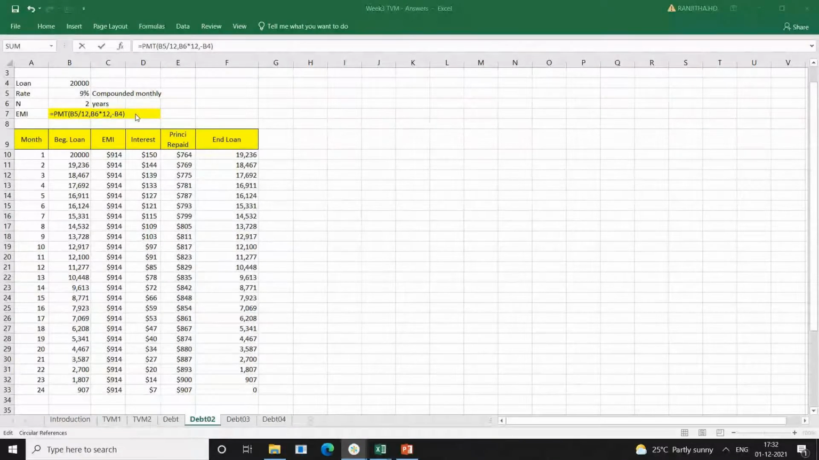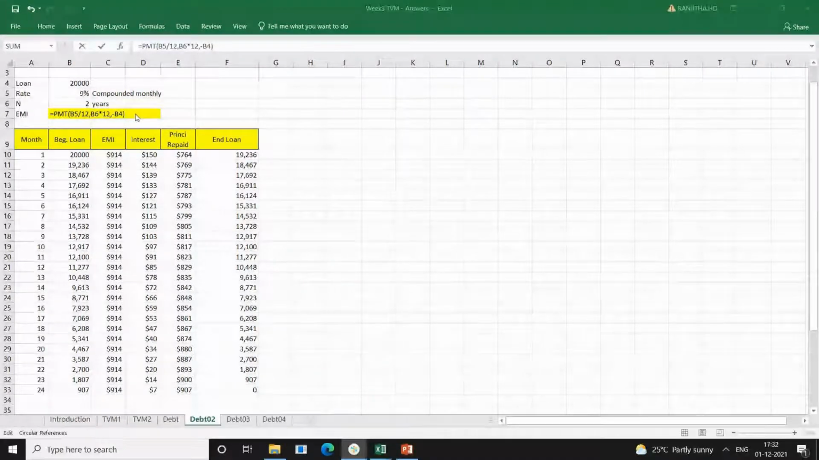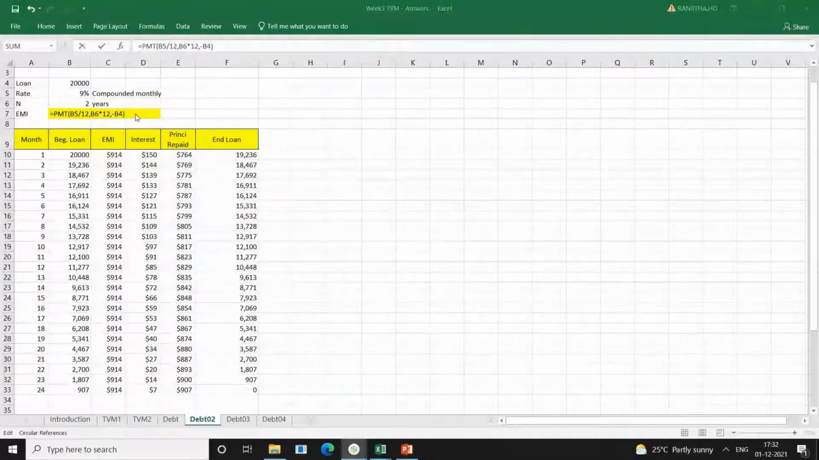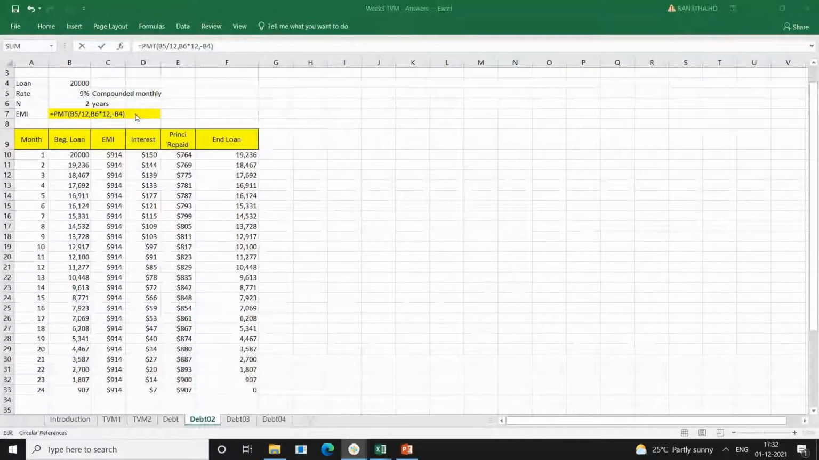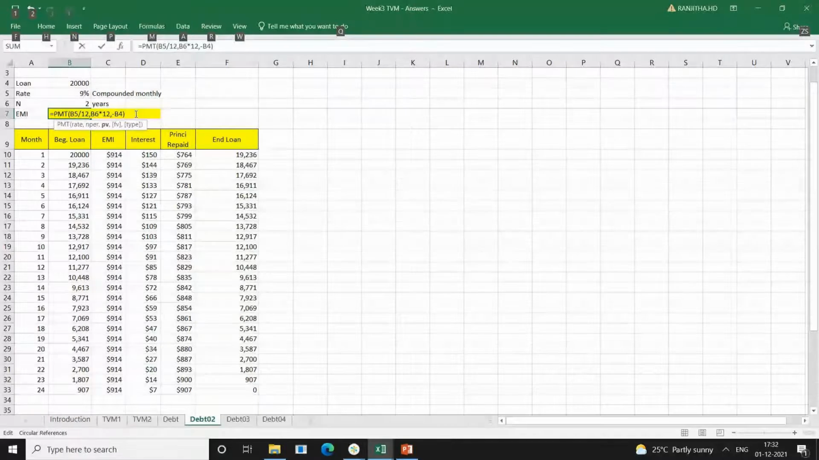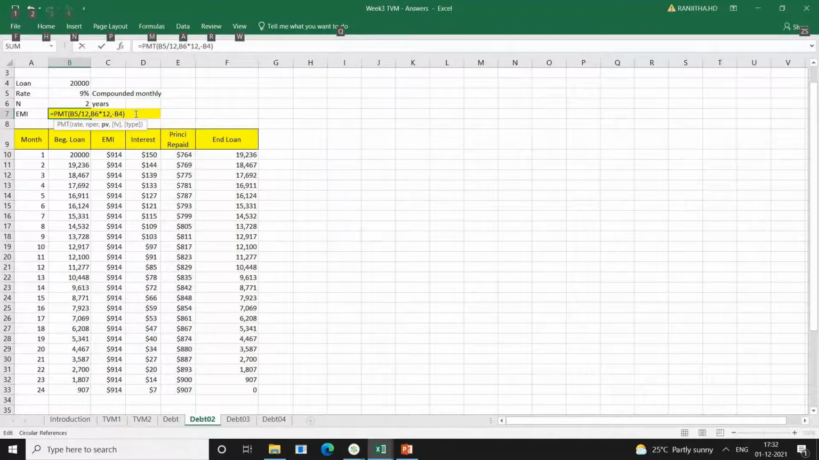Correct, it is correct. So compound monthly, divide by 12 and multiply by 12. It's correct. But yeah, percentage you don't type the percentage. The 12 percent you have typed, no, you don't type. You select the cell. Your cell is B3.